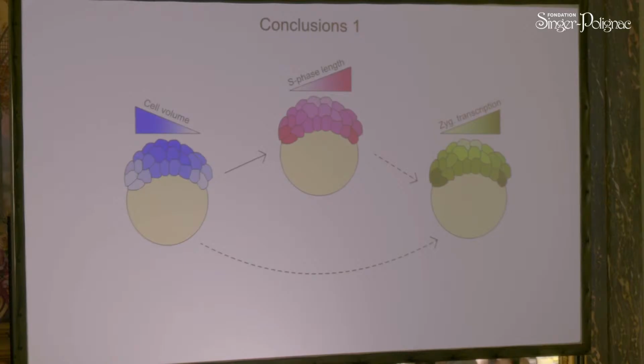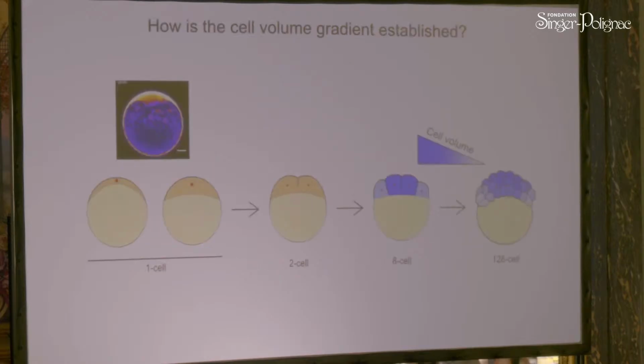So what we now conclude from all that is that there's a cell volume gradient. This goes into an S-phase length gradient, and via the S-phase length gradient or directly via the volume gradient, you can pattern zygotic genome activation and cell-fate specification. One last question was left.